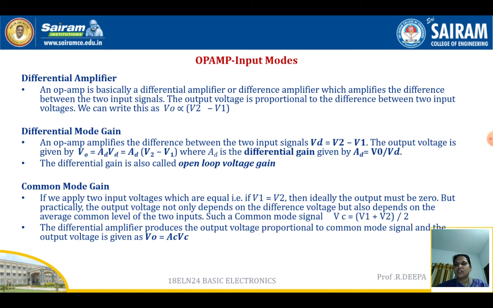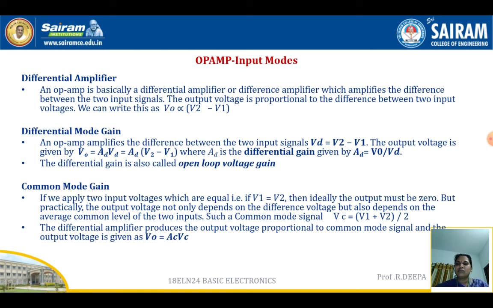When we come to the common mode, any one of the inputs will be given, and the other one will usually be grounded. Then we can say it is operating in the common mode. Suppose we apply two input voltages which are equal, that is V1 is equal to V2. Then ideally the output has to be 0. But practically the output voltage not only depends on the difference voltage, but also on the average common level of the two inputs. Such a common mode signal we can represent as Vc is equal to V1 plus V2 divided by 2. That is the average of V1 and V2.